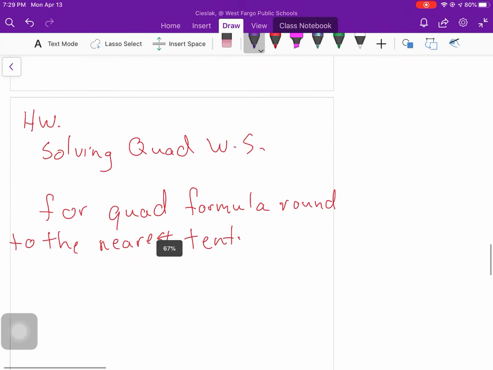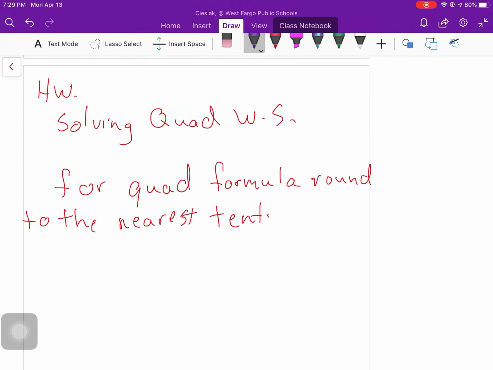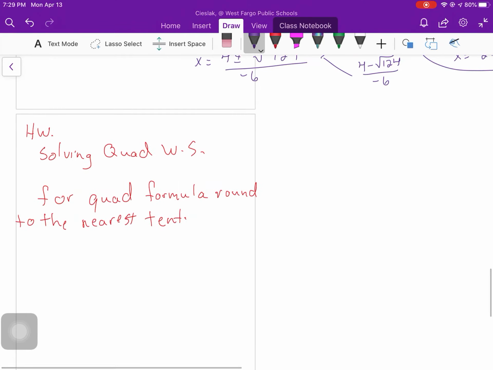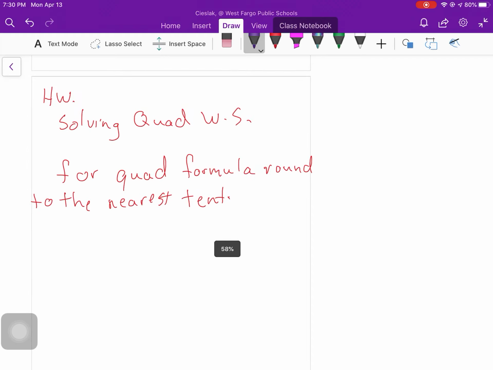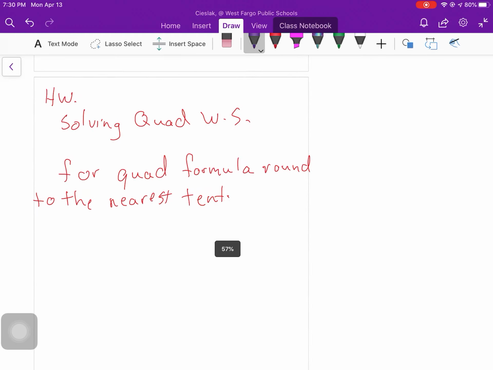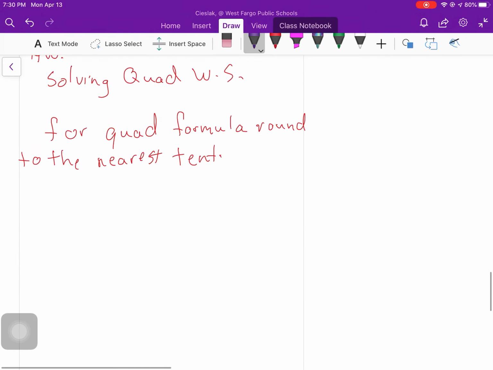Okay, so your homework is solving quadratic worksheets, which you can find in OneNote. I guarantee you have to solve by factoring and quadratic formula on the week 5 assessment. For the quadratic formula, it's the second sheet of the second page of the worksheet. Round to the nearest tenth for me.